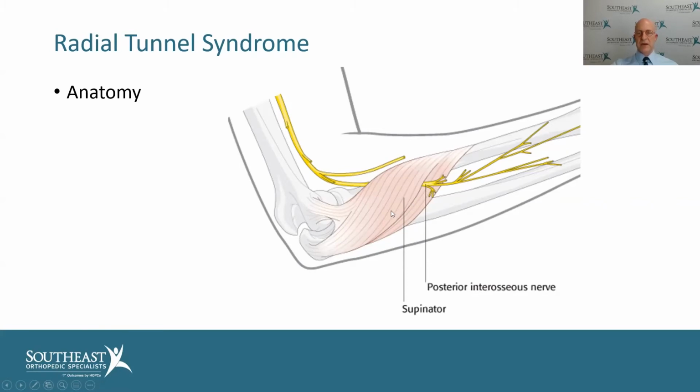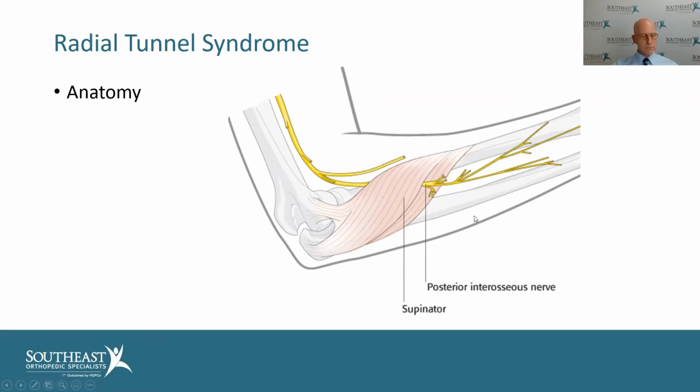The supinator is made up of two layers. We call them heads. And it's very much like a sandwich. There are two layers of bread. Those two layers of bread are the two layers of the supinator. The nerve itself, called the posterior interosseous nerve, runs in between the two layers. So that would be the ham or the cheese in the bread.